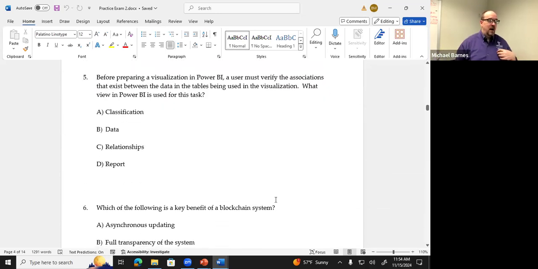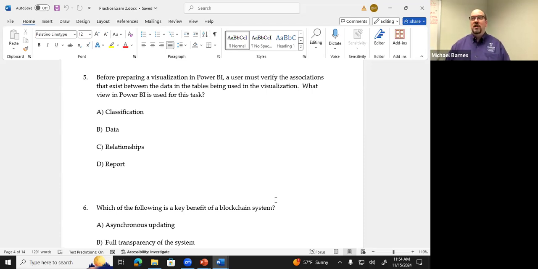Before preparing a visualization in Power BI, I must verify the associations existing between the data using the visualization. What view in Power BI is used for this task? Again, this is the question where I said that I used old terminology, and I apologize for that. I thought I had updated it, and I apparently forgot. So my bad, my bad. But let's just go ahead and make sure we're clear.